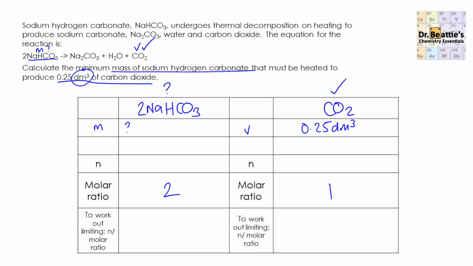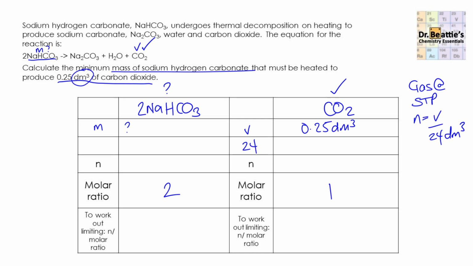Now, it's worth noting that the context to this question is that it's at room temperature and pressure. So we're going to be using the equation number of moles is volume divided by 24, and that's in decimeters cubed. So we've already got the correct units. So in our column here, we're going to just put 24 in there because we're dealing with a gas.